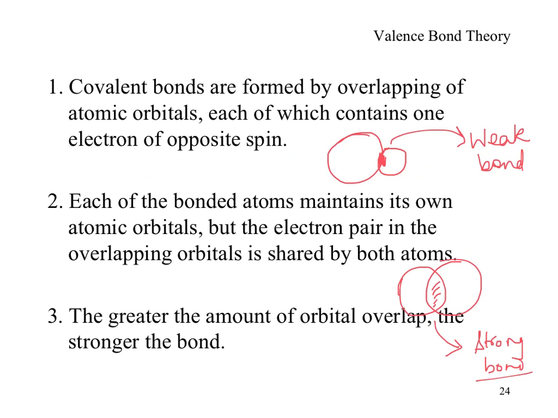Each of the bonded atoms is going to maintain its own orbitals, but the electron pair which is present in the bond is going to be shared. So that means that each of the atoms is going to have a say in that electron density. Of course, you know that electronegative elements have a greater affinity towards electrons, so they would like to pull the electrons towards themselves a little bit more. But even so, both of those combining elements will contribute towards that electron density.